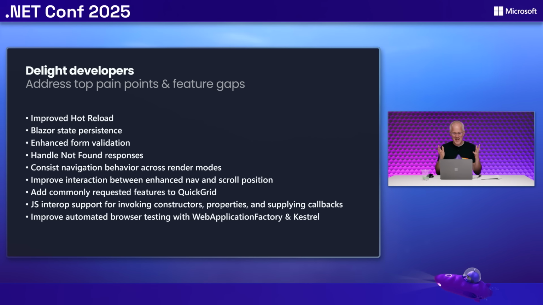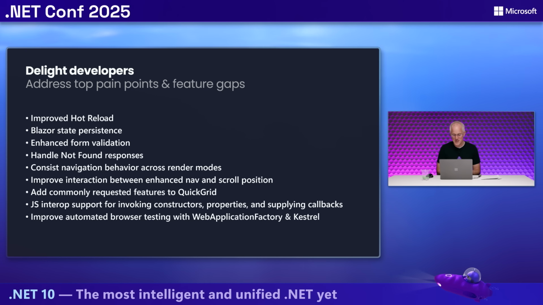All right, lastly, we've done a lot of work in .NET 10 to delight developers by addressing top pain points and gaps in Blazor development. One top area of feedback is hot reload. We've been working really closely with the Visual Studio team to make hot reload with Blazor faster and more reliable. We've also added support for state persistence to the Blazor framework to address many of the common pain points with the stateful nature of Blazor server apps. I'll talk more about that in just a minute.